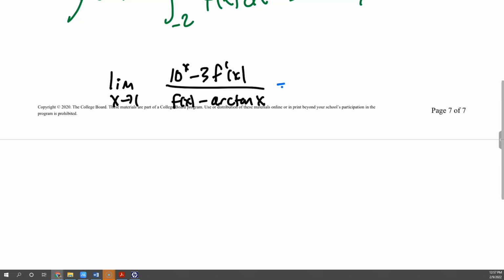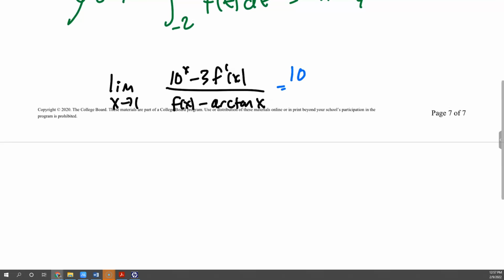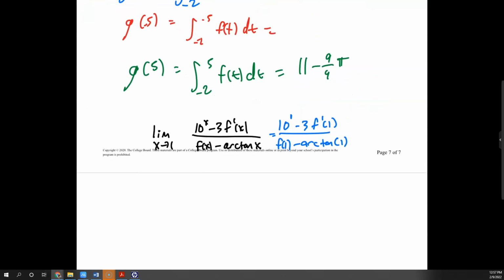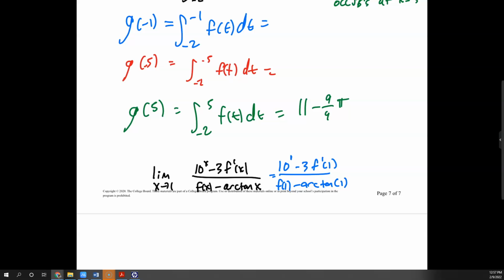But let's see. 10 to the 1, minus 3 f prime of 1. I'm going to come back to that in a minute. And then f of 1 minus arctan of 1. There are so many things right there. I feel pretty comfortable with 10 to the 1. Everything else, I'm like, what is going on?